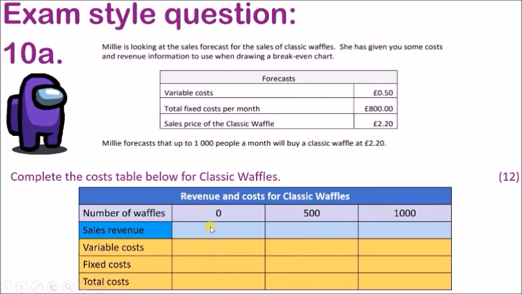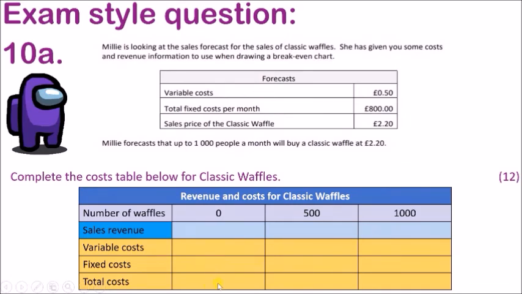Your first job is to complete the table of all the costs below for the revenue and cost for classic waffles. Now there's no starters in here, so we need to remember what we've learnt so far, that if you've got no waffles sold, then sales revenue would be zero. Variable costs, because that's the cost per product that you sold but you haven't sold any, so that would be zero, okay, and fixed costs, which you have been given, it's in the table above, which is £800. So we've got fixed plus variable costs equals, and there's £800.